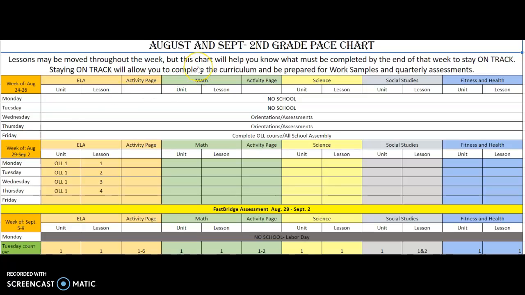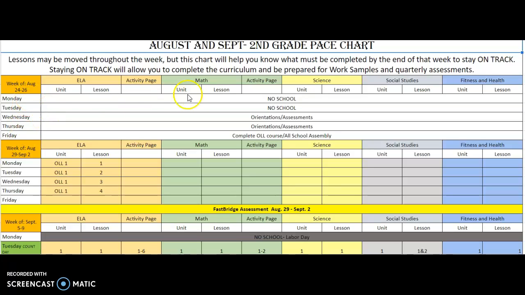So here is August and September's. We will send these out monthly, that way you can plan ahead. First thing you need to do is start with the week we're on. So the week of August 24th through 26th. As you can see, we will read this from left to right, then from top, starting on Monday, to the bottom, ending on Friday.